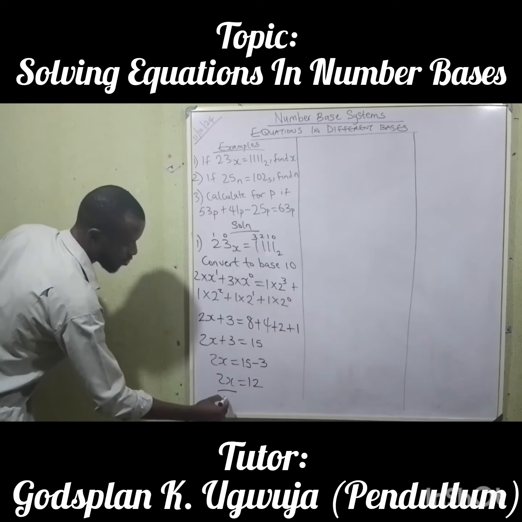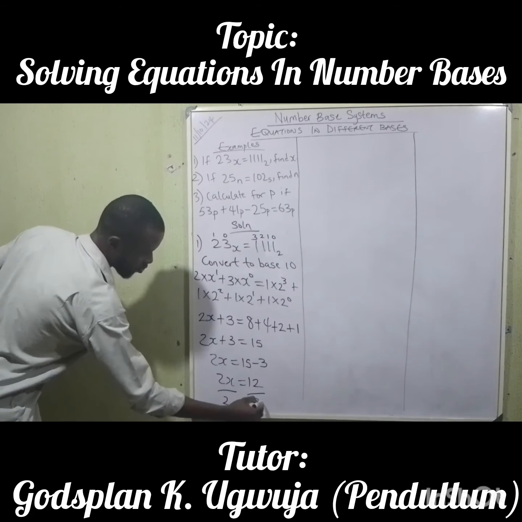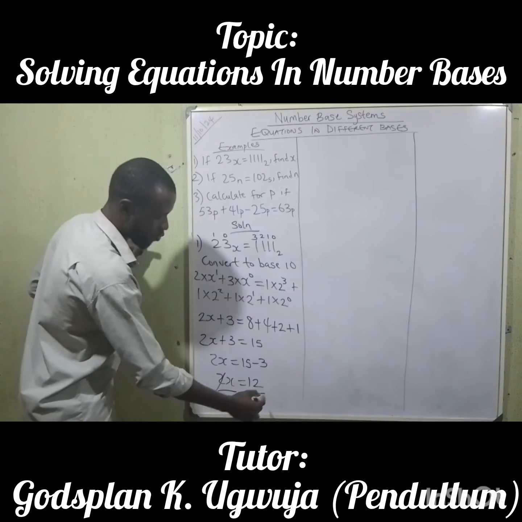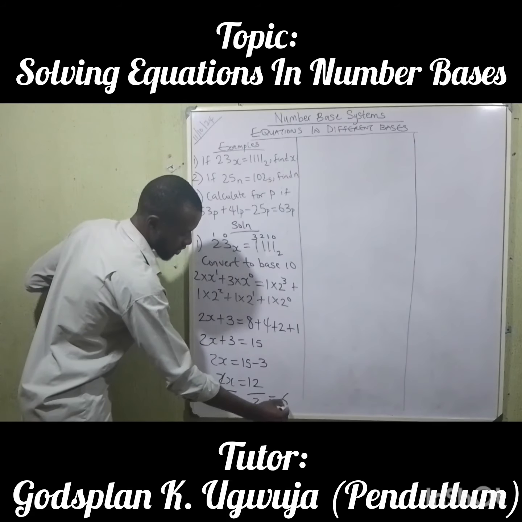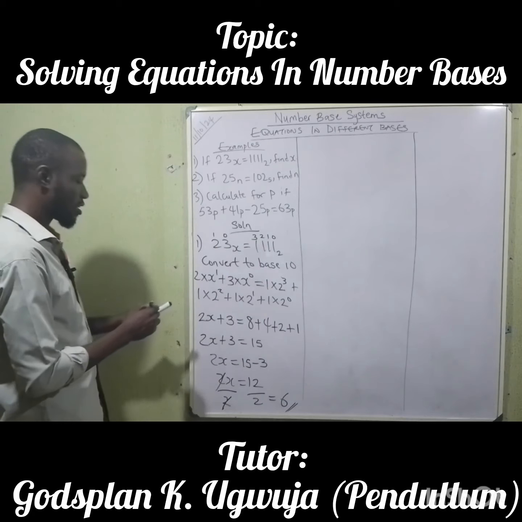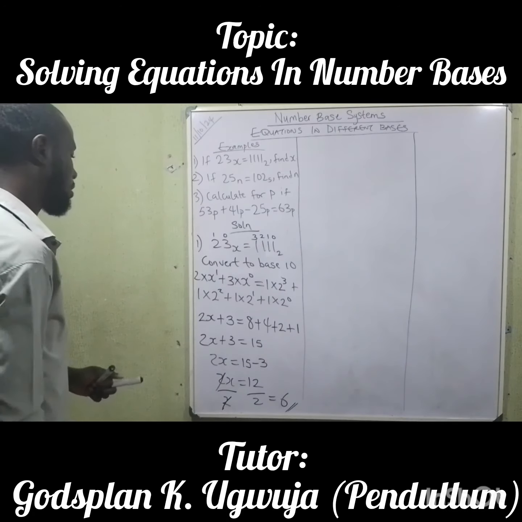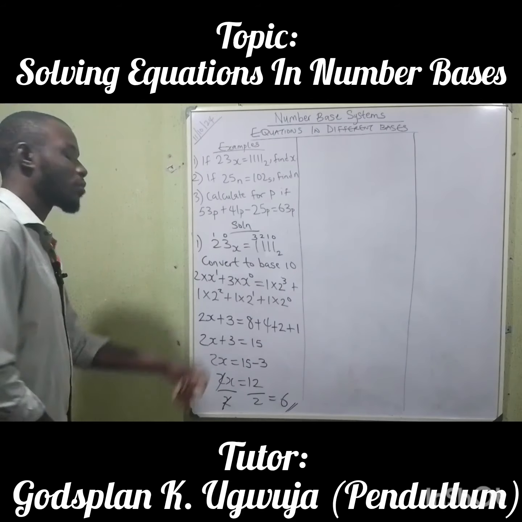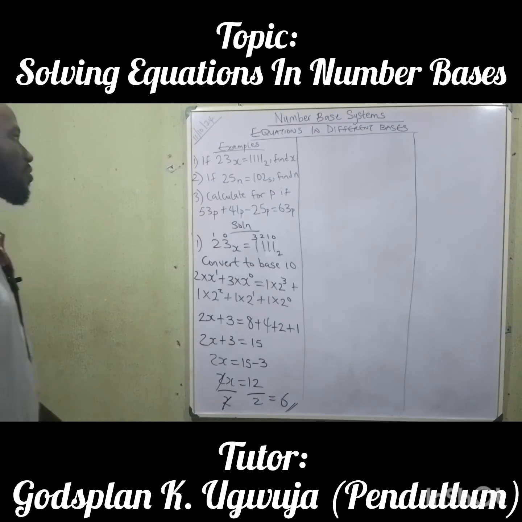So I divide here by 2. I divide here by 2 so that 2 can cancel out itself. Alright? And then 12 divided by 2, we get 6. So x is equal to 6. Okay, so this is quite straightforward. Once you're able to expand it, you find out that it's quite straightforward.